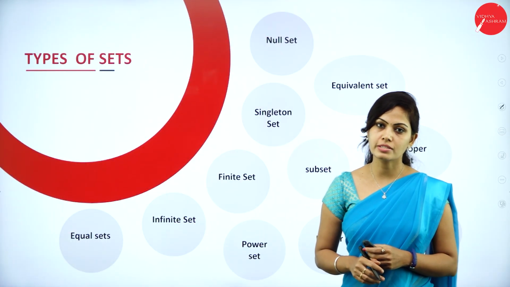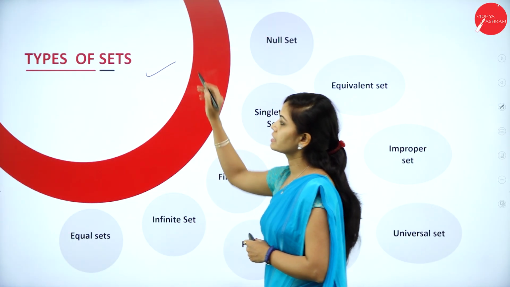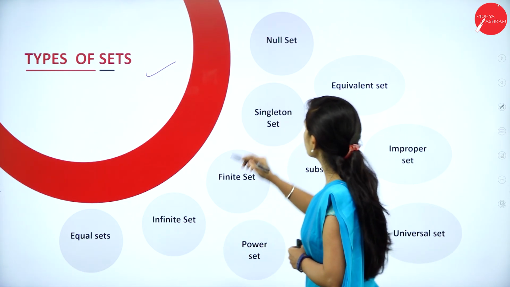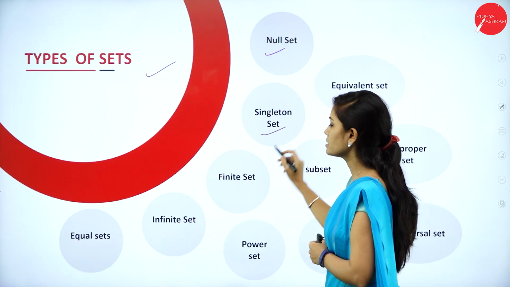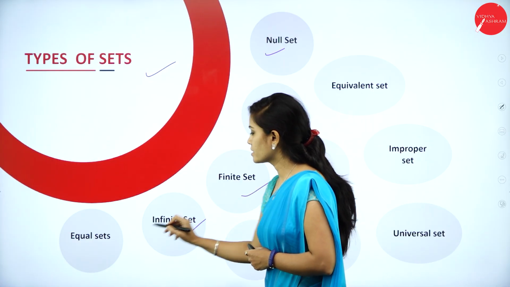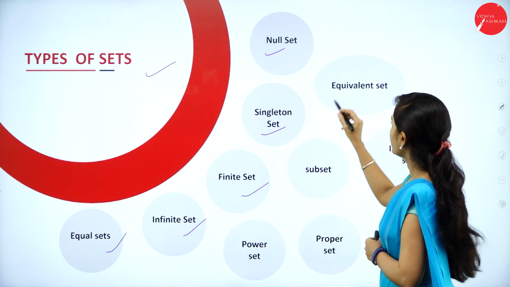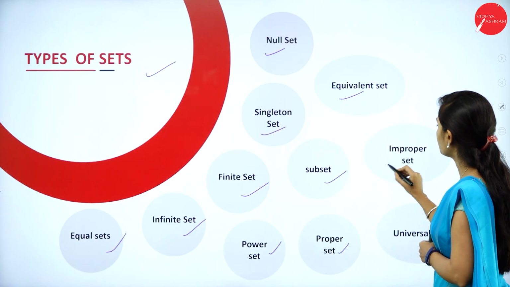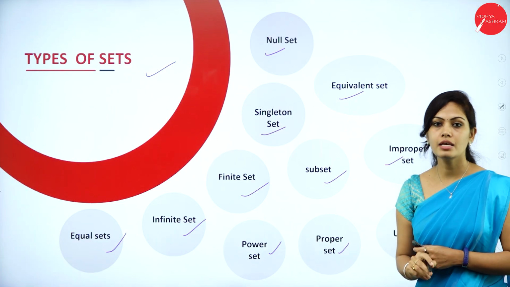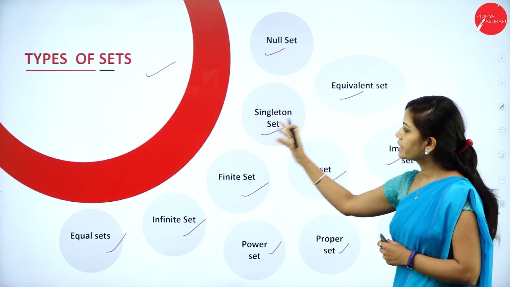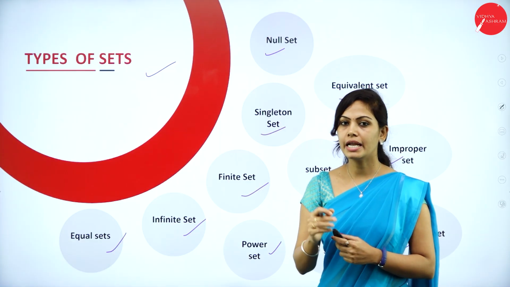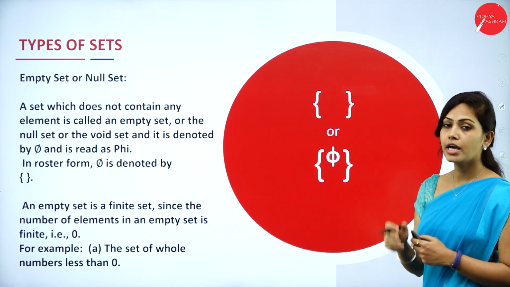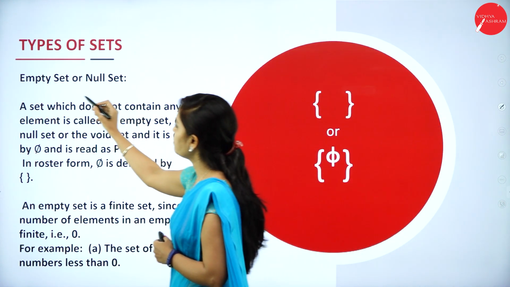The next important concept is types of sets. We have different types of sets: null set, singleton set, finite set, infinite set, equal sets and equivalent sets, subset, power set, proper set, improper set and universal set. So we have different types of sets. Let us understand one by one. The first type is the null set. Null set is also known as empty set.